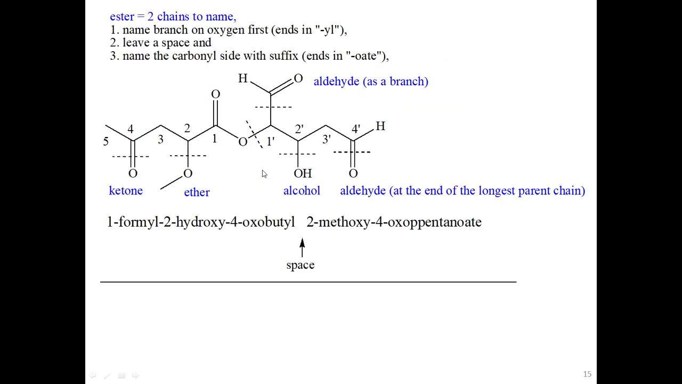Okay? So our name's going to look something like this. We named the branch on the oxygen first. Okay, so it's 4 carbons, but we have to put in these branch points. So here I have a formyl group because it's aldehyde as a branch. That's at the 1 position. Then 2, I have a hydroxy because it's an alcohol. And 4, because the aldehyde is in the chain, I call it oxo. And then because it's just a simple 4-carbon chain, I call it butyl. You leave a space because it's a separate word, and then you start over on this part over here.